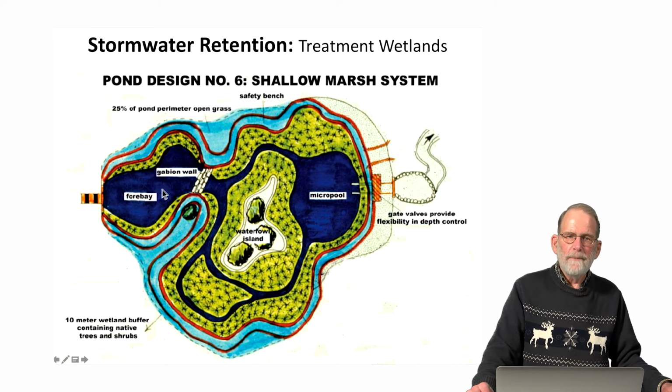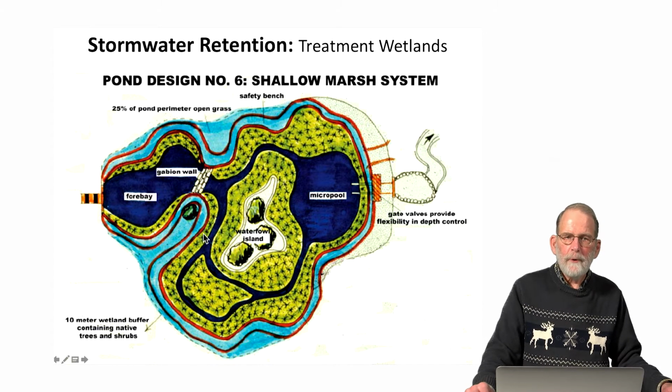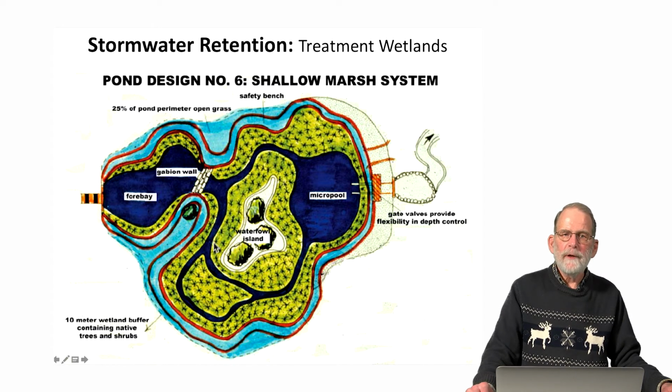bottom of the forebay. Then the remaining runoff flows across, in this case, a gabion wall, which helps aerate the water and helps purify the water, and flows into a created wetland system that's been created to have a lot of edge, because it's at these edges where you get a significant amount of water quality enhancement.